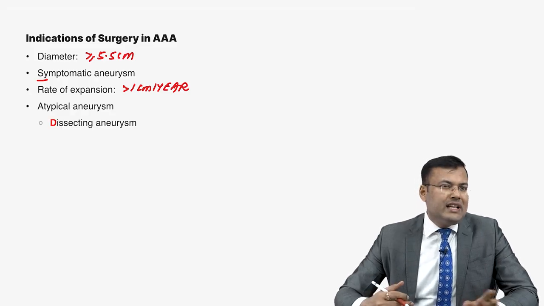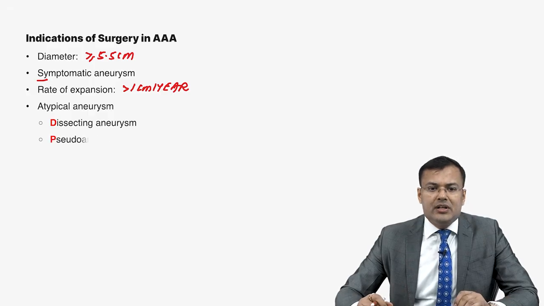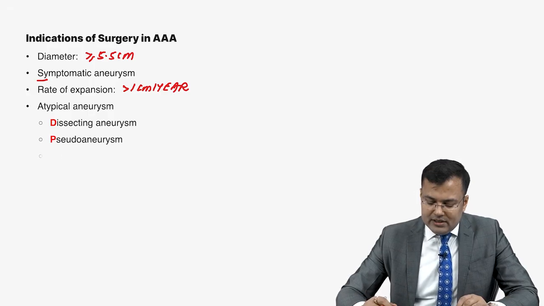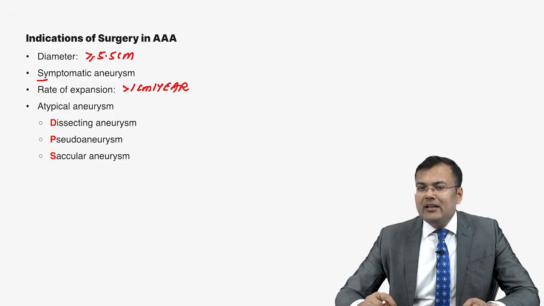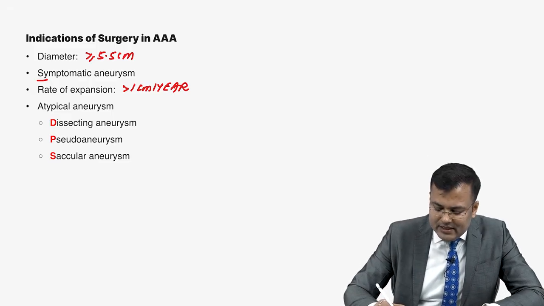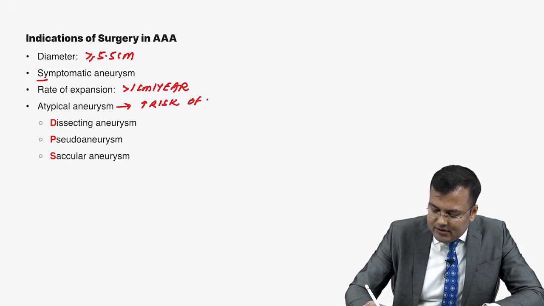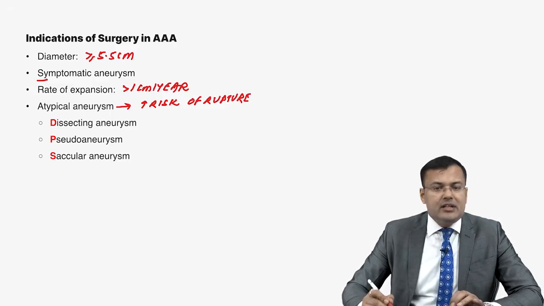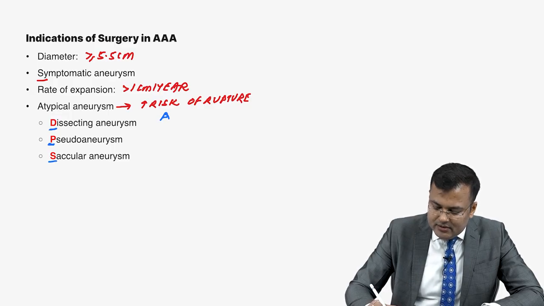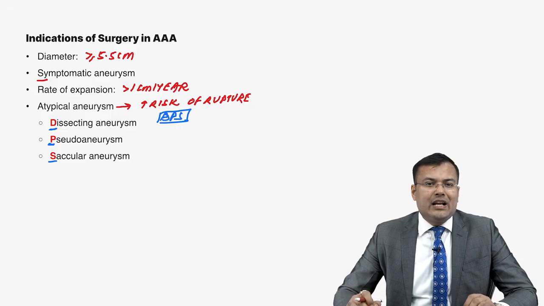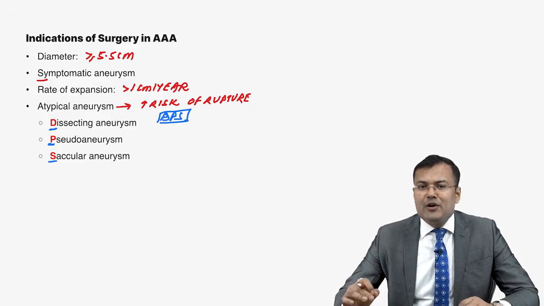We discussed what those atypical aneurysms are: dissection aneurysm, pseudoaneurysm or false aneurysm, and saccular aneurysm. Irrespective of size, in atypical aneurysms there is increased risk of rupture, so we go for surgical intervention. How to remember? Mnemonic is DPS: dissection aneurysm, pseudoaneurysm, saccular aneurysm. Irrespective of size, we are going for surgery.